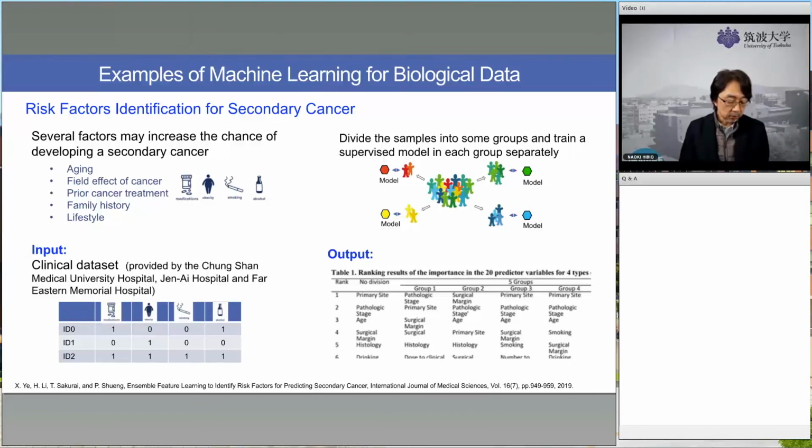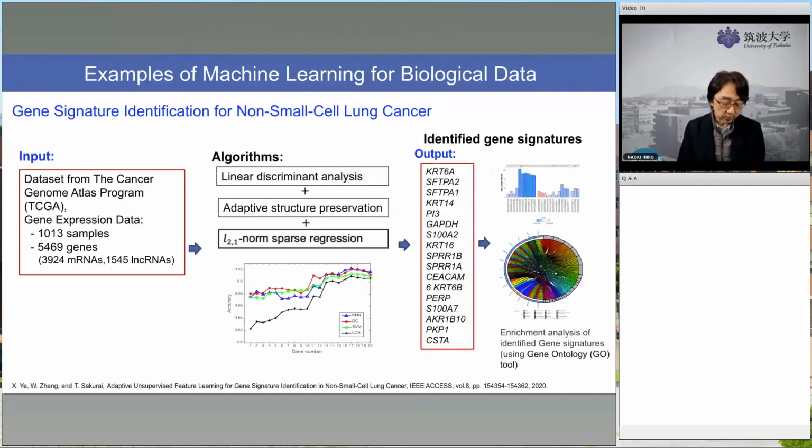And here is the research that was done in our lab in collaboration with the Chunshan Medical University in Taiwan. The goal was to identify risk factors for secondary cancer. Several factors may increase the chance of developing a secondary cancer. We divide the samples into some groups and train a supervised model in each group separately. As a result, we are able to identify some groups with different risk factors.